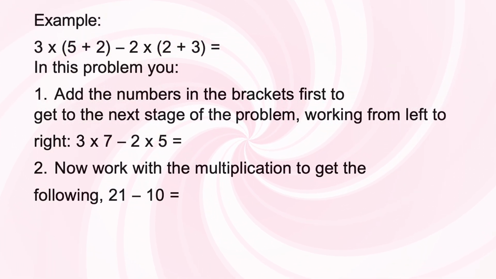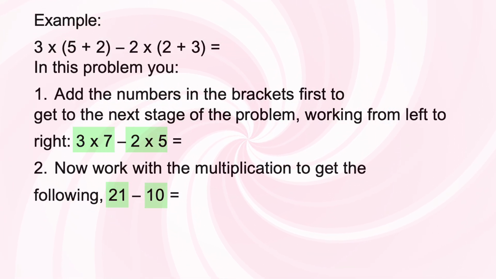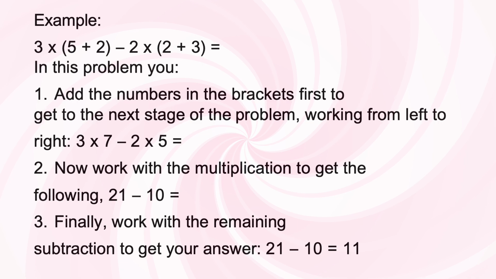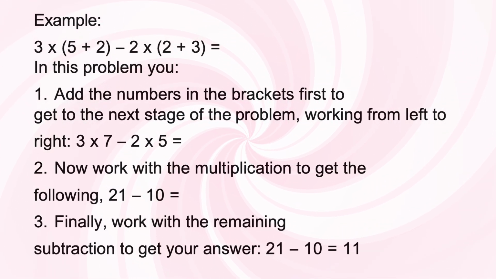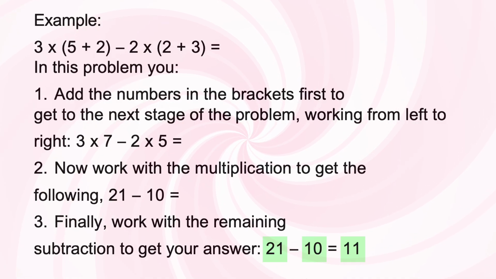Now work with the multiplication to get the following. 21 subtract 10. Finally, work with the remaining subtraction to get your answer. 21 take away 10 equals 11.